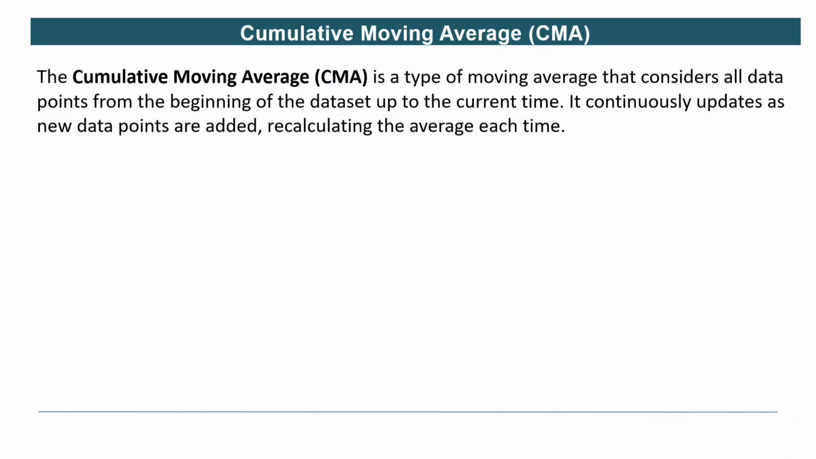So what are we doing here? We are adding the data points right from the first data point till the most recently added data point, and then we calculate the average at each stage. By doing this, what do we understand? We understand how the average is moving, or reacting, for every single data point that gets added. That is the concept. It continuously updates as new data points are added, recalculating the average each time. That is how the cumulative moving average works as a concept.